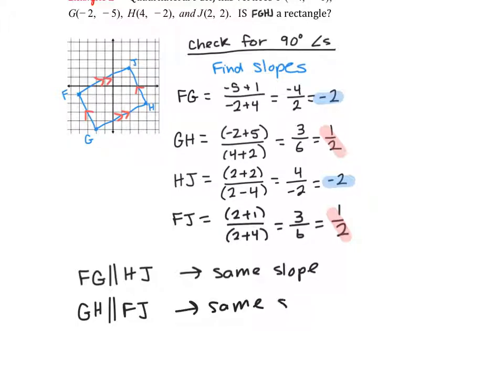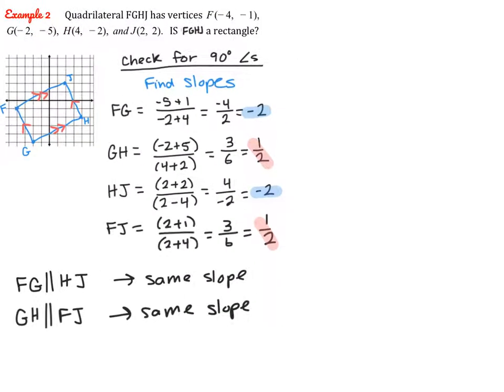So now let's see if we notice if any of those lines are perpendicular. So if you look at these two slopes, you might notice that they are opposite reciprocals. Negative, positive, 2 over 1, 1 over 2. So from these two slopes, we can conclude that FG is perpendicular to GH. Oh, well, that means that this is a 90-degree angle.